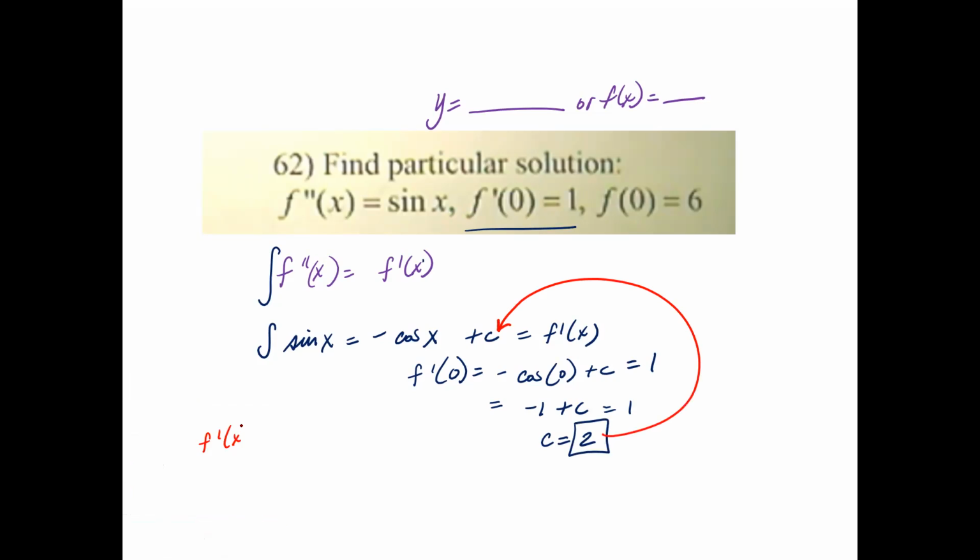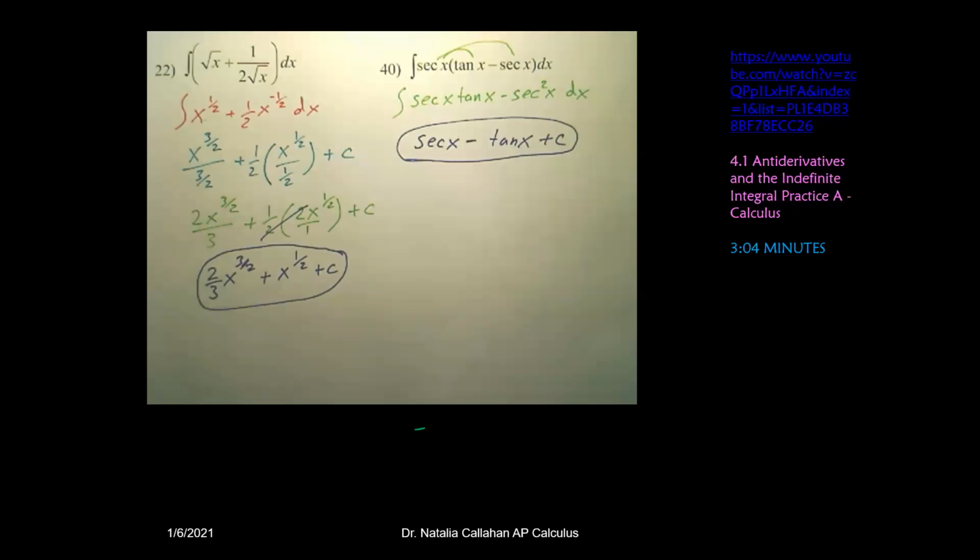And that's good because you're going to use that to plug this number back over here to have f prime of x equal to negative cosine x. Instead of plus c, you put plus 2. Now our goal is to get f of x, so I will have to go ahead and do the integration of f prime of x, the integration of negative cosine x plus 2, to get f of x.